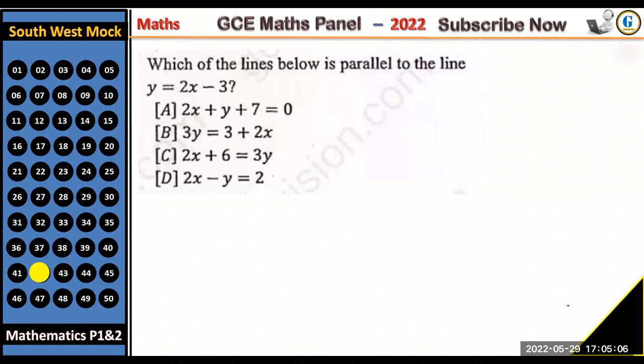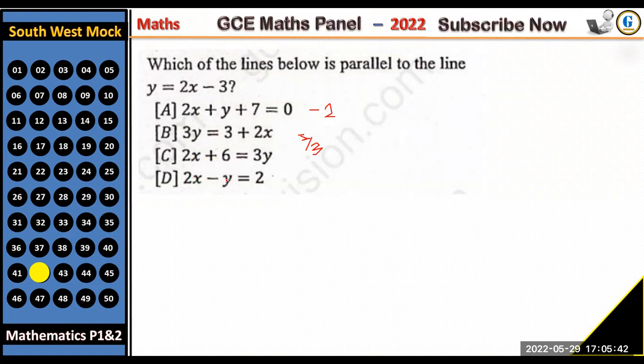Question 42, which of the lines below is parallel to the line y equals 2x minus 3? Now, two lines are parallel if they have the same gradient. For this first line, you have y equals minus 2x. So the gradient here is minus 2. We cannot take this one. The second line, we have 3y here, so y will be equal to 2 over 3x. The gradient here is plus 2 over 3. For the third one, the gradient will still be 2 over 3.